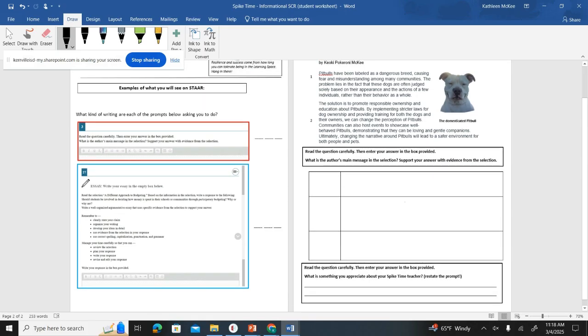Examples of what you will see on STAR testing. Now, I'm sure that your RLA teachers have shown you this, but it's just a nice reminder. So you're going to see two different types of prompts on the STAR test. You're going to be reading all kinds of text. You're going to be answering multiple choice questions, but you're also going to be responsible for writing a few things. And two of those things look like this red and blue box on my screen and the boxes that are on your paper.